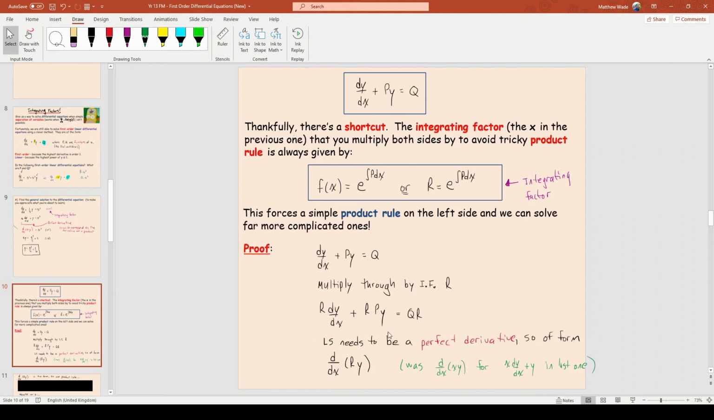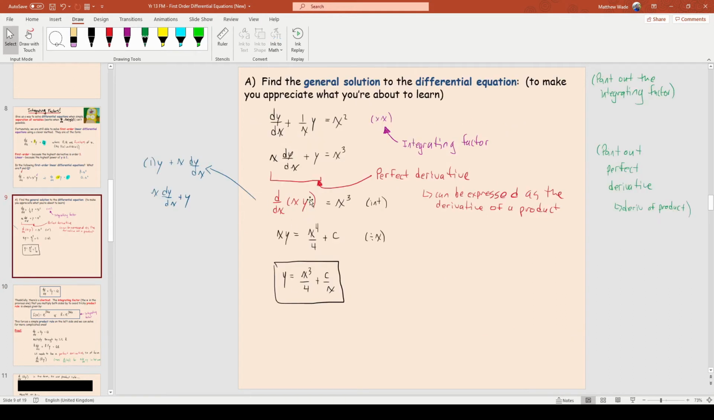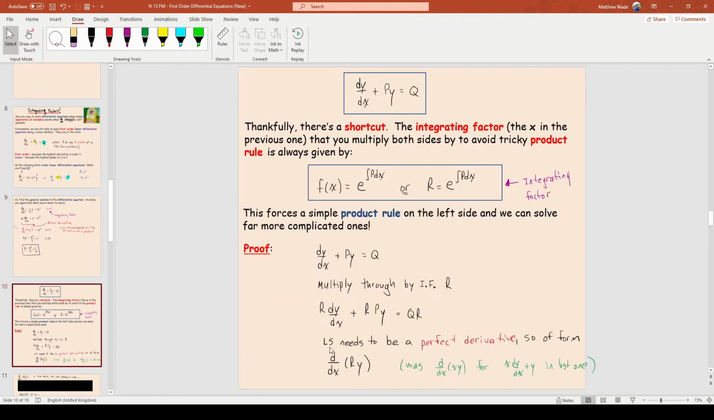The goal of this entire process is to turn the left-hand side into a perfect derivative. Remember how the xy in the red there? We wanted that because when it was written as a potential product rule, then we were able to integrate both sides, and that sorted it. So here we go. We're going to do that on this side.